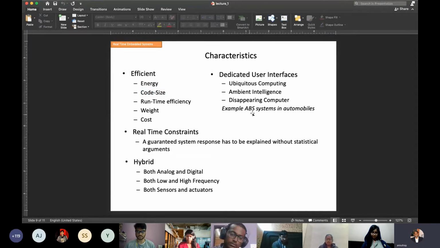So these are the dedicated user interfaces which are ambient, which leads to these three concepts: ubiquitous computing, ambient intelligence, and disappearing computer. So this is the future of embedded systems, which is being pursued right now.